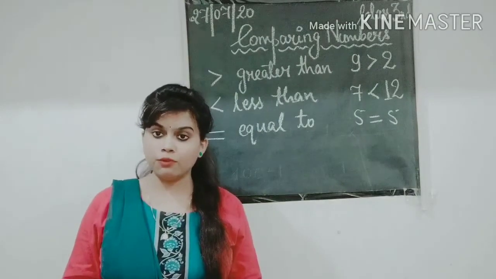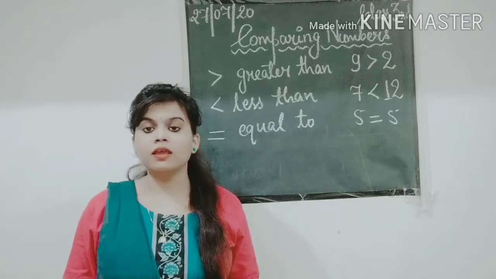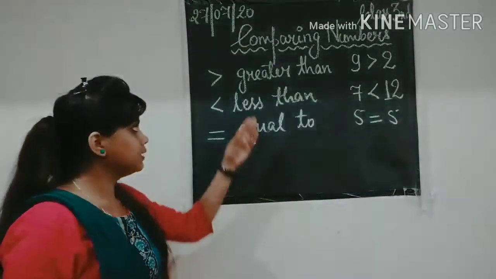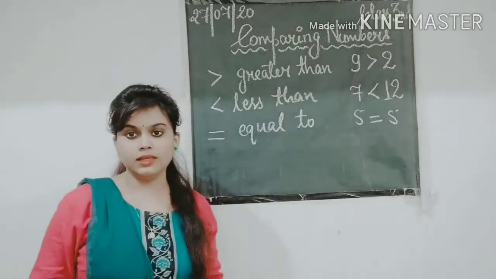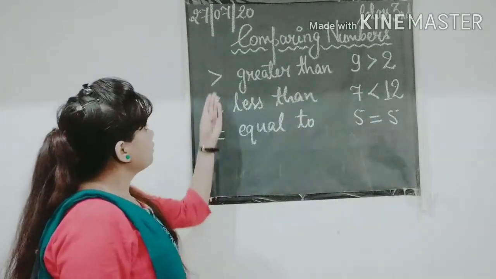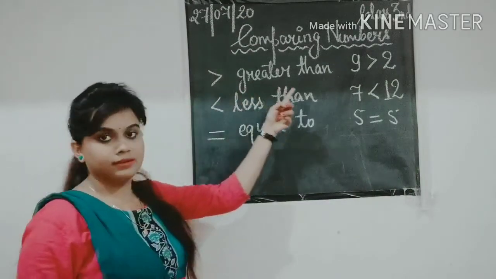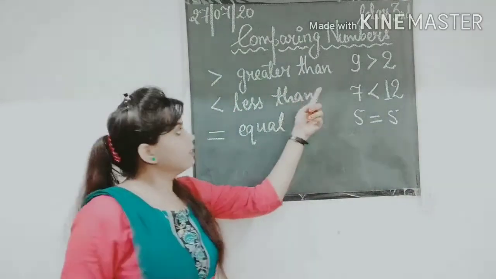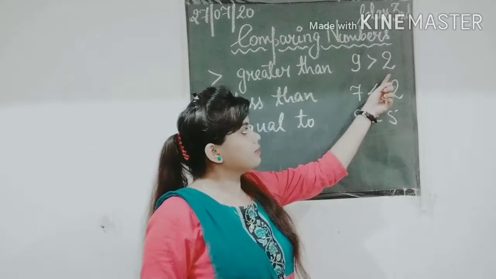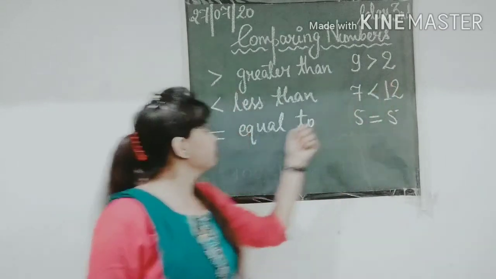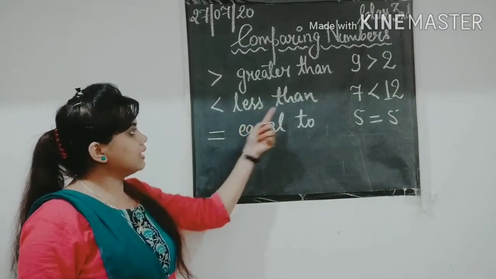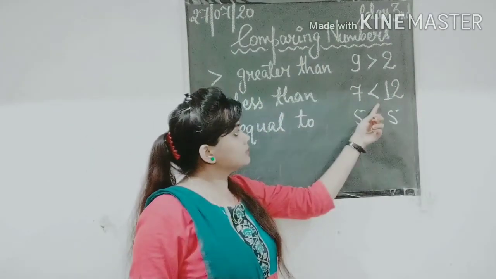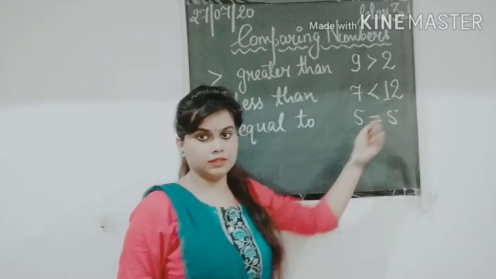For comparing 4-digit numbers or any number, we use some symbols, okay? Here are those symbols which we are going to use in this topic. This symbol is called the greater than symbol. For example, 9 is greater than 2, right? This symbol is called the less than symbol. For example, 7 is less than 12, understood?